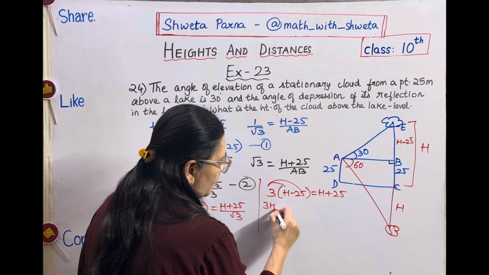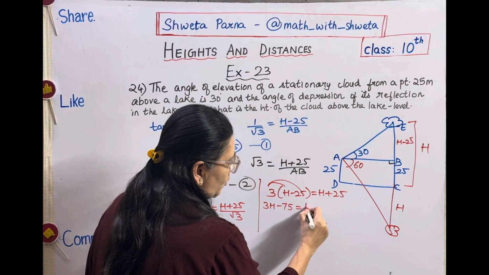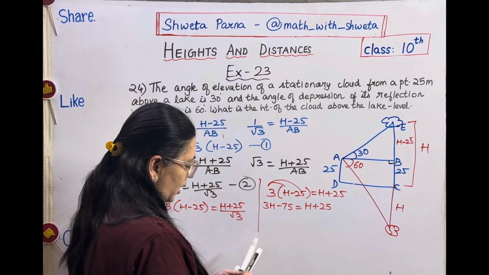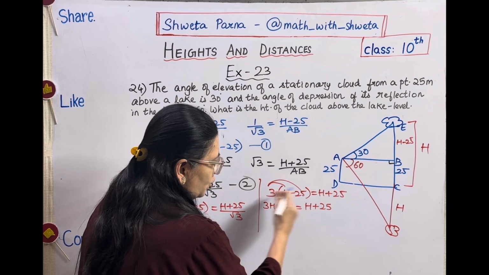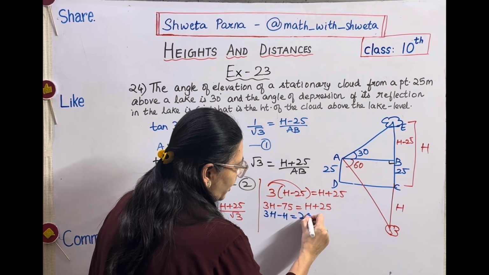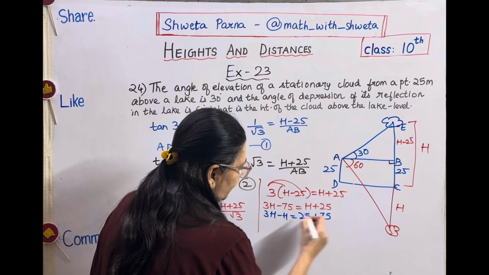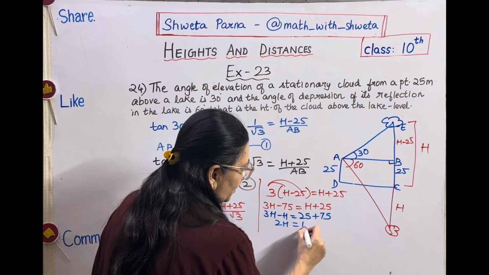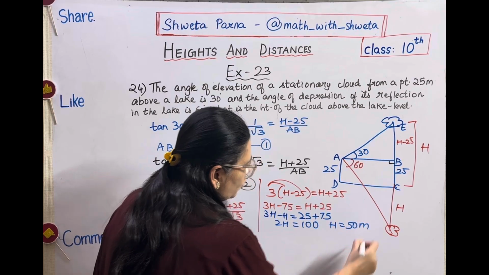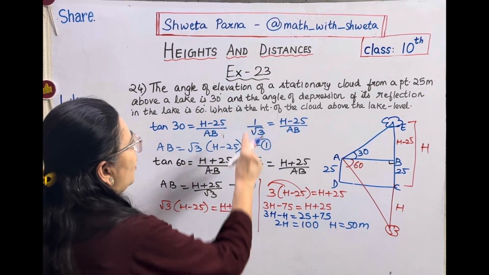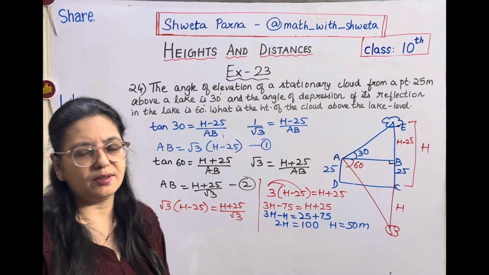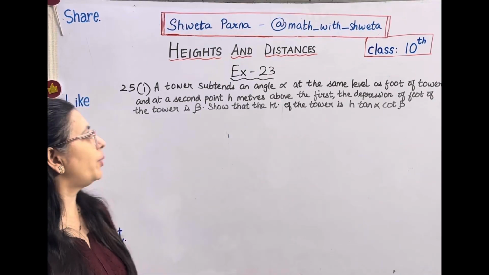3h minus 75 is equal to h plus 25. Okay. Now take h to this side. So 3h minus h is equal to 25 plus 75. 2h is equal to 100. So h is equal to 50. So what is the height? What is the height of the cloud above the lake level? It is 50 meter. Okay. Let's go to 25th question.